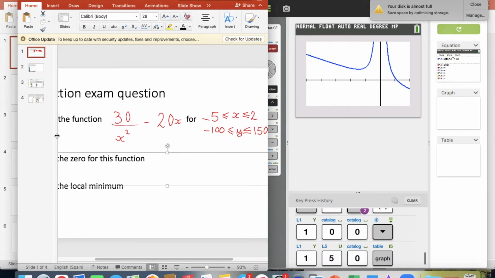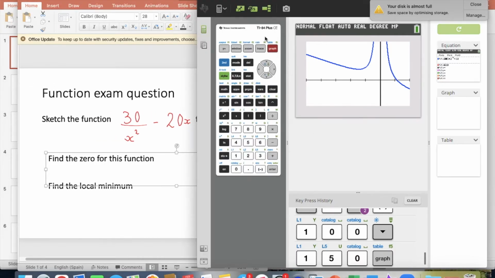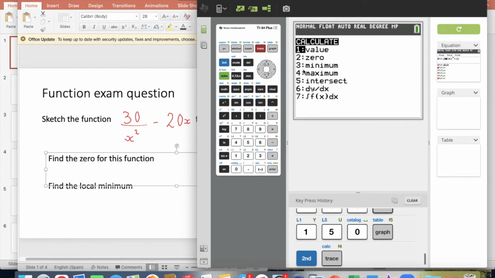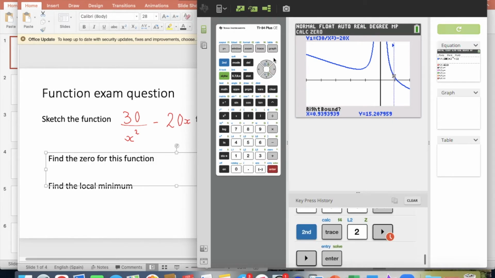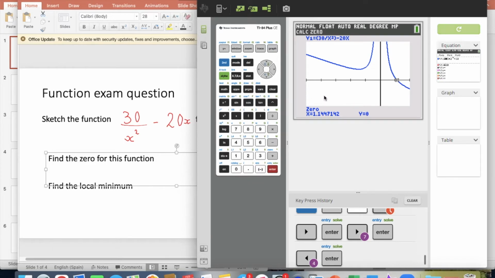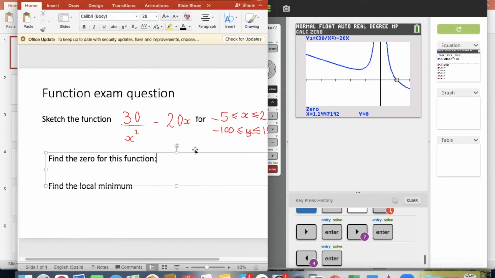Now, the last 2 questions are done on the calculator. Find the zeros. So the 0 is the x-intercept. So press second calc. And we are going to go to find the 0. So we're going to go over to where it crosses the x-axis. We're going to select to the left of where it crosses. Then we're going to select to the right of where it crosses. And then in the middle roughly. And that is our x-intercept. So this is also our 0. Please note in the exam you will get a much nicer number than this. You won't get just such a horrible decimal.